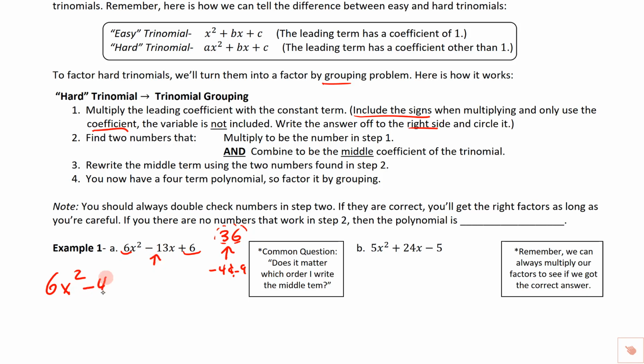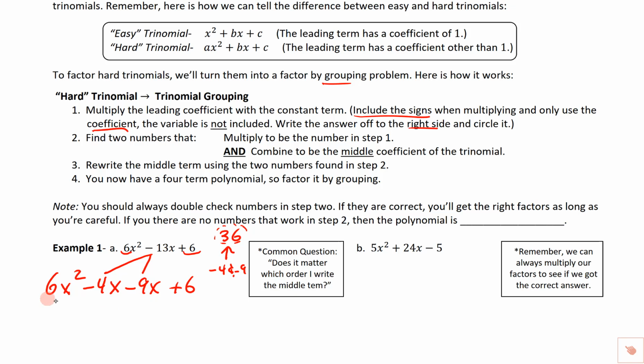So I'm going to write minus 4x, because it's got to have an x on it, and then minus 9x, and then I'm going to write the plus 6 on the end there. Now, here's what we've done. We found two numbers that multiply to be positive 36 that combine to be that middle one, and then I took this and I broke it up into two pieces. So using those two numbers that answered that riddle, I'm going to write down the negative 13x as a minus 4x and a minus 9x.